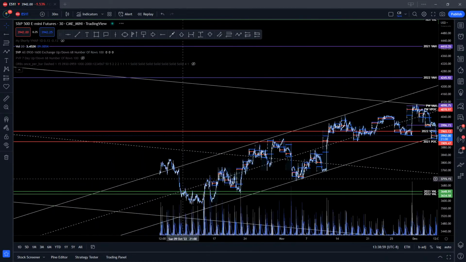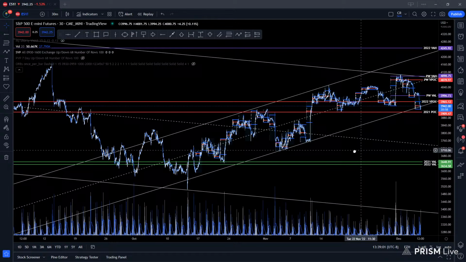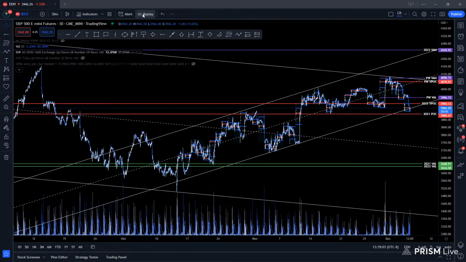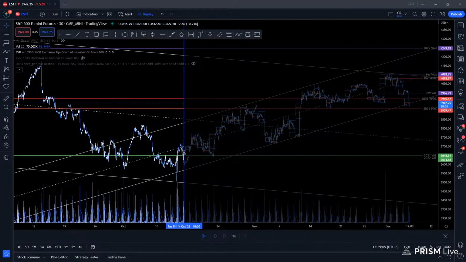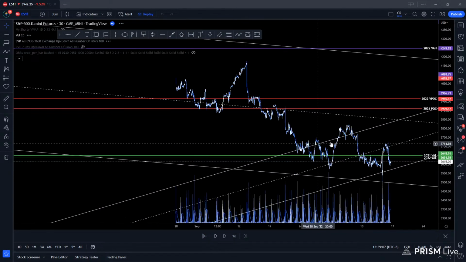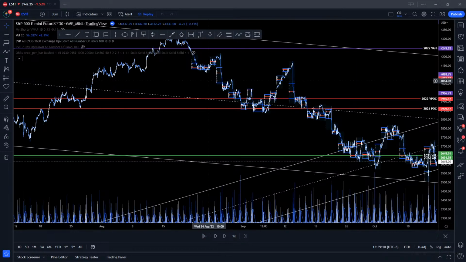It goes back roughly 45 days. But if you're looking for more data, you can always use the replay feature, and go back to here, and you'll get like another 45 days.